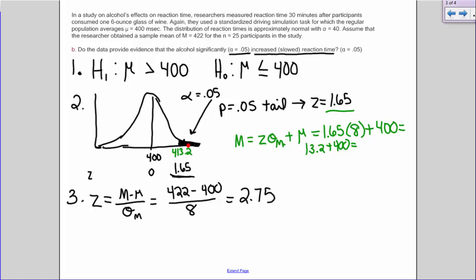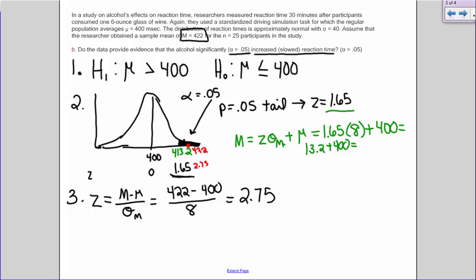And in fact, 2.75 is roughly here, right? And then we've got, what was it, 422. So no matter what way you look at it, we can see that our sample mean does fall in the region of rejection, in the critical region. The z-score for our sample mean exceeds the minimum value needed to reject the null hypothesis, and the sample mean implied by our critical value for z is less than our actual sample mean.